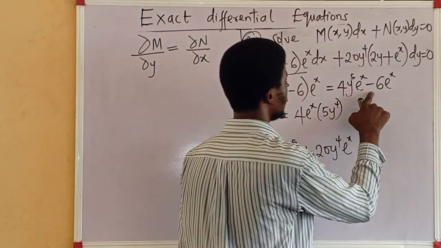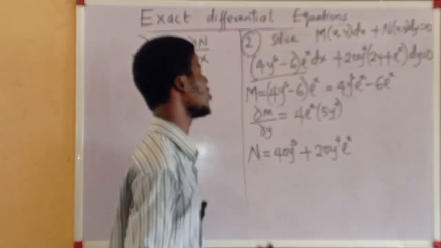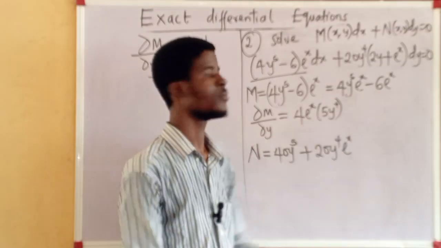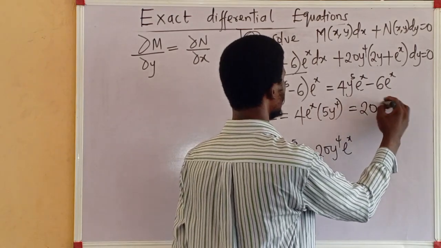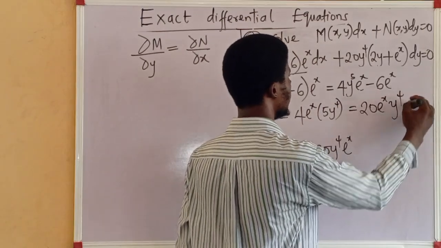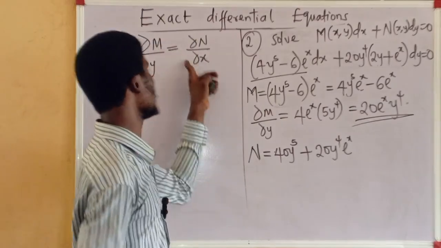Okay? Then this is a constant, minus 6e to the power of x. So if we differentiate a constant, we'll get 0. So that one is out. We now have 20e to the power of x, y to the power of 4. This is partial M, partial y. What is partial N, partial x?